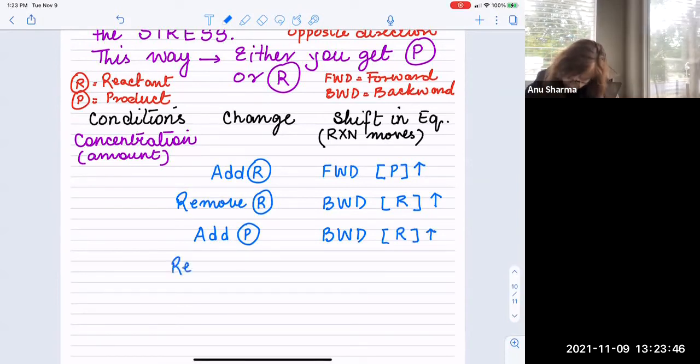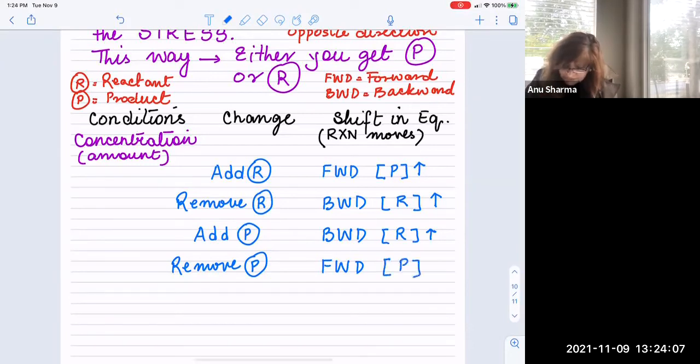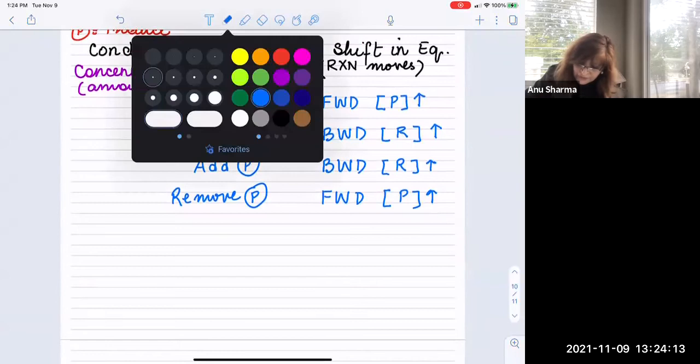But if you remove the product the moment it is formed, then the reaction is going to move forward, because you removed the product. The moment the product is formed, you remove it. Now the response is to produce more product. So it's in the opposite direction. Here is the forward direction. That means the system will generate more and more products. The concentration of the products will increase. Okay, so that's one piece.